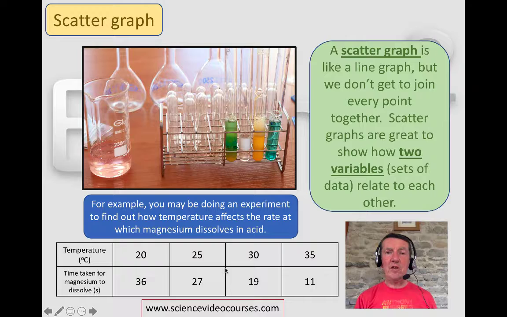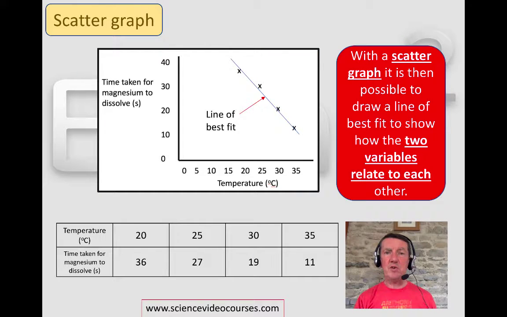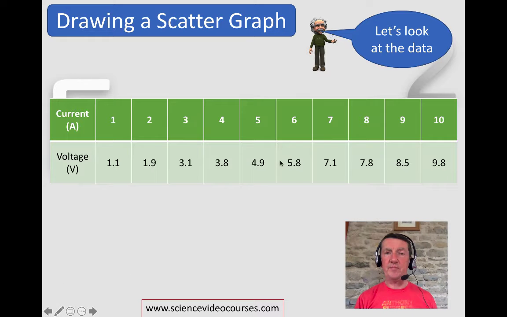If we now look at the data plot, this is what we've got. Now scatter graph, we're not joining all the points. Notice the points are not being joined together. What we're doing is drawing what's called a line of best fit. It says here, with a scatter graph it's then possible to draw a line of best fit to show how the two variables relate to each other. Right, let's have a go at our own data, shall we?